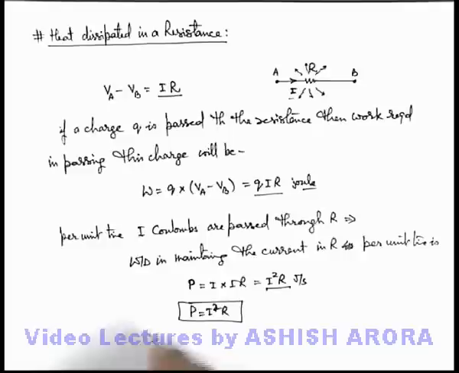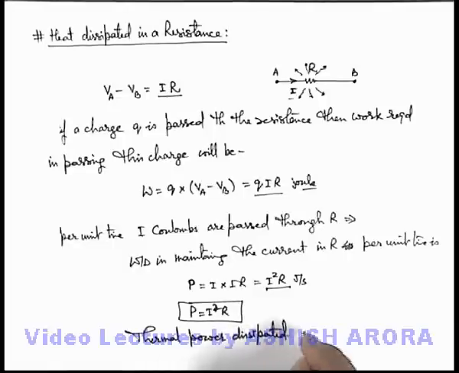We can write this as thermal power dissipated in resistance. And using this thermal power, we can easily calculate the total amount of heat produced in a given time depending on the value of current in the circuit. Let's continue on the next sheet.